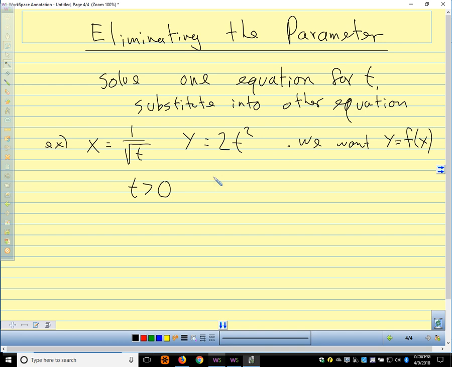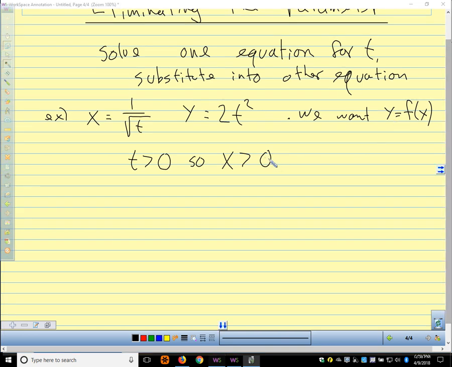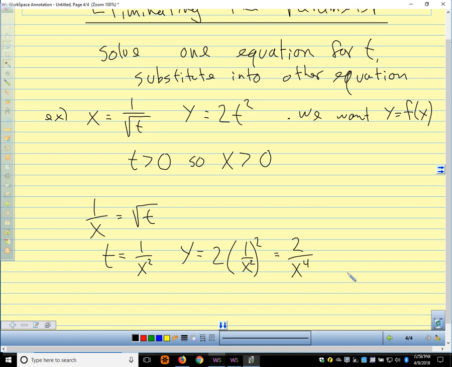Well, if t is positive, what does that mean about x? X is also positive. So x is going to be greater than 0. So we have a domain restriction here. X has to be positive. I'm going to solve this for t. So I'm going to take the reciprocal. 1 over x equals the square root of t. So t equals 1 over x squared. I'm going to plug that in here. Y equals 2 times 1 over x squared squared. Y equals 2 times t squared. So we get 2 over x to the 4th. And x is greater than 0.